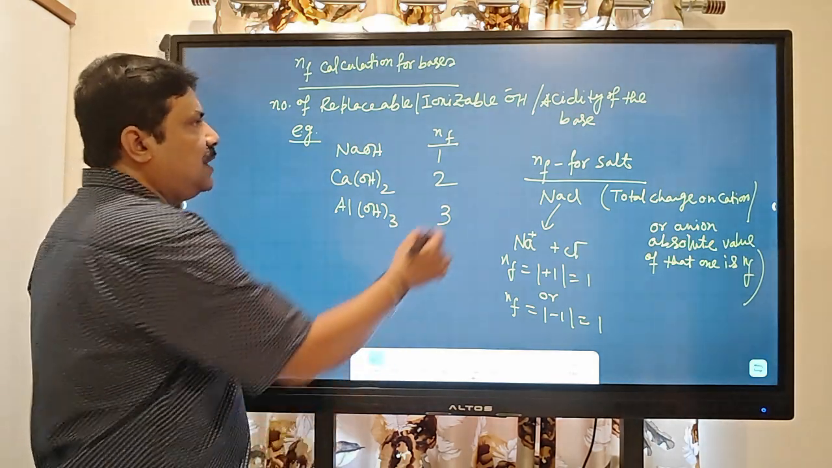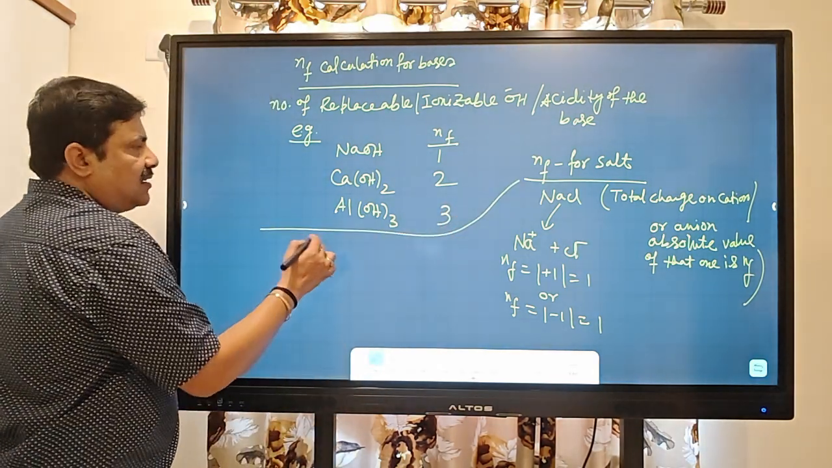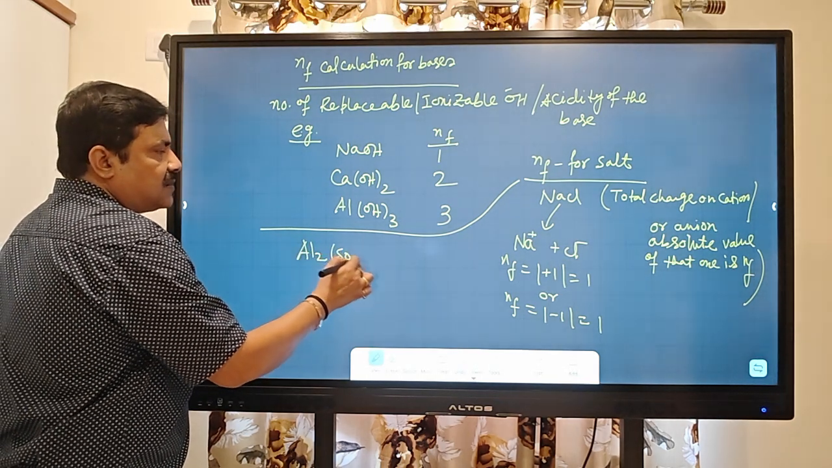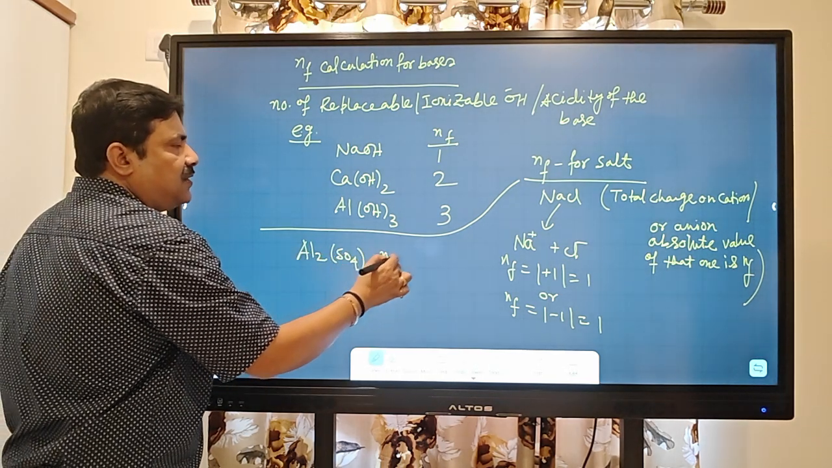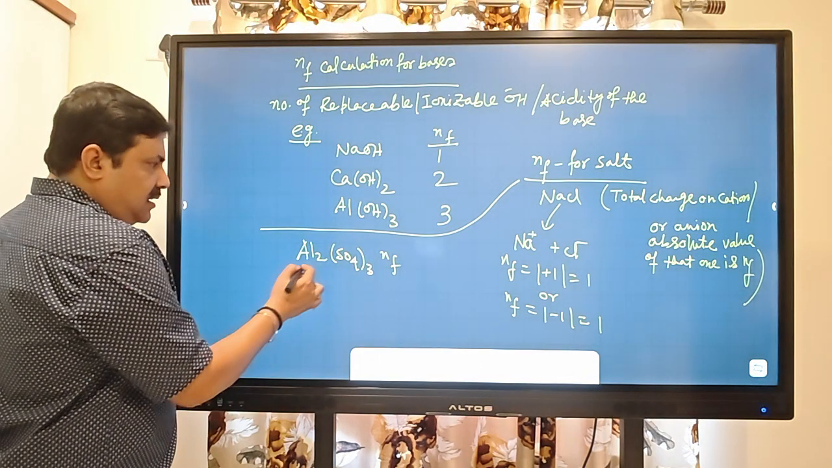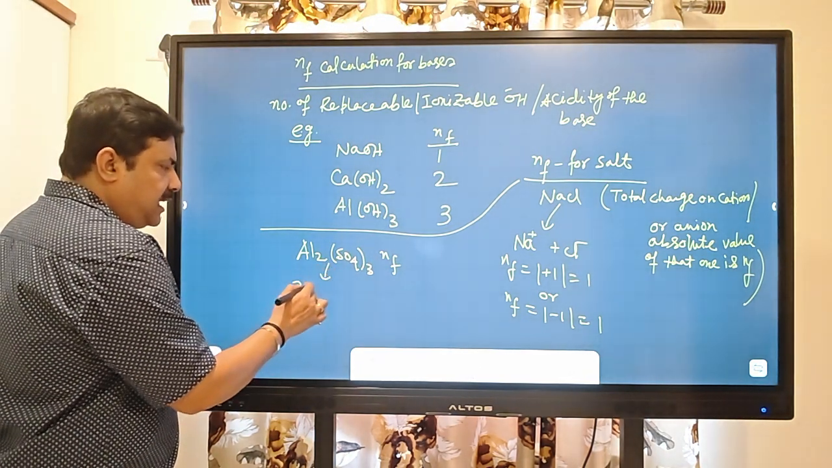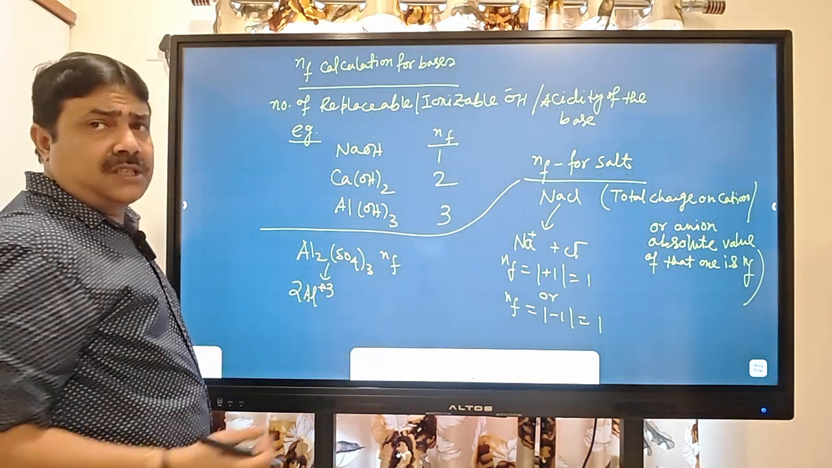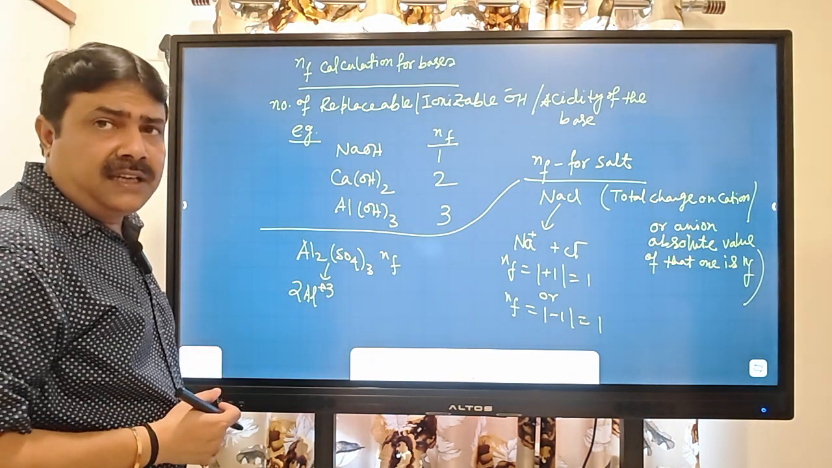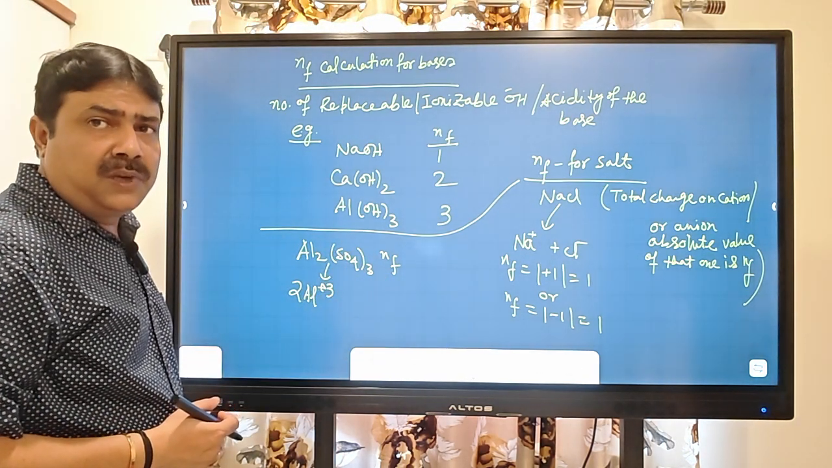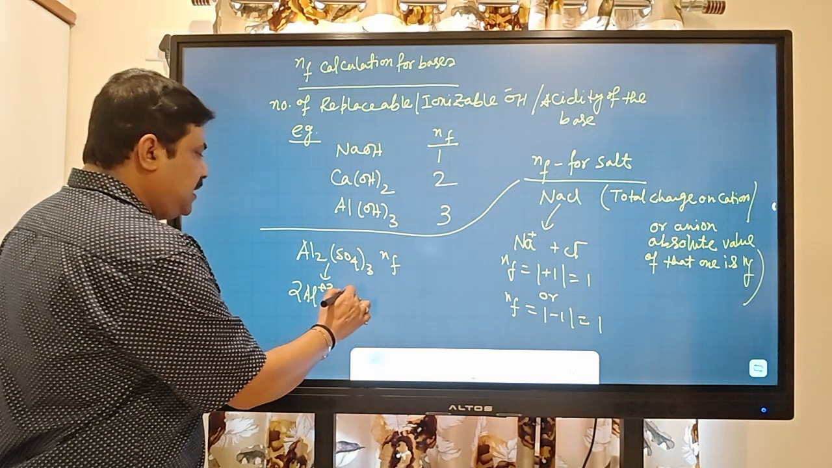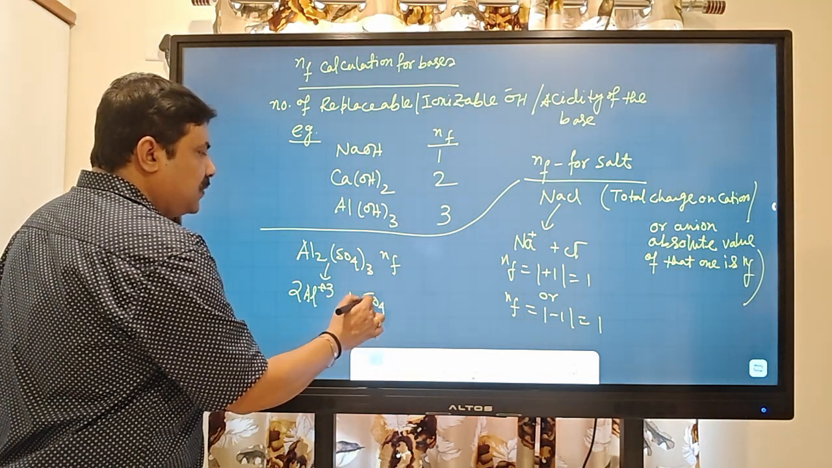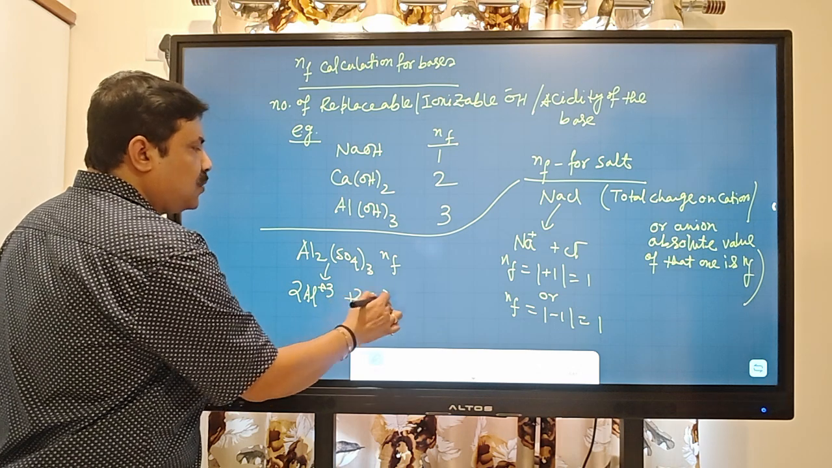Suppose I give you Al2(SO4)3. What will be the N factor for this one? You do it. First write down the salt that is given. On dissociation, what cation are you getting with its number, and what anion with its number? 2Al plus 3 and 3SO4 2 minus.